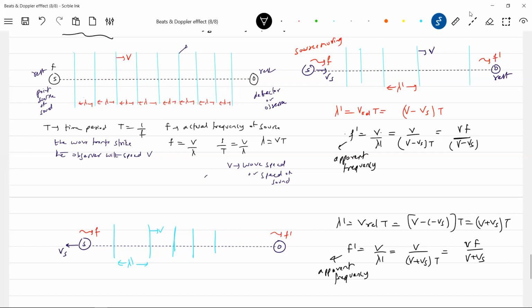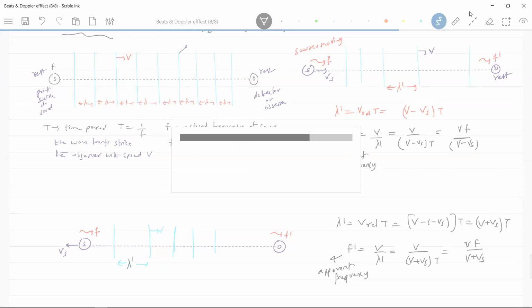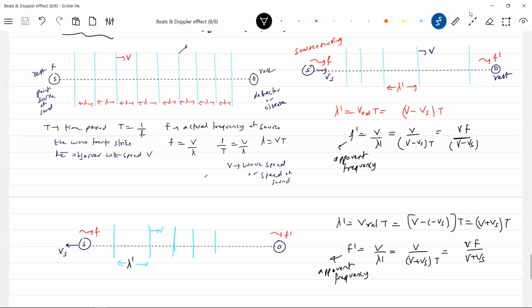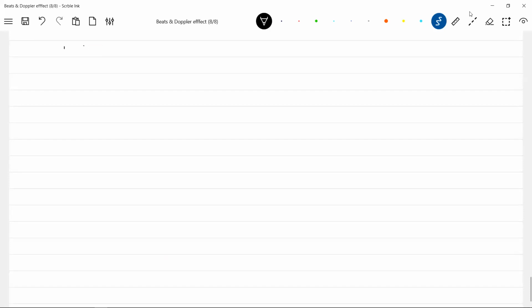When the source is at rest, the wavelength is not going to change. Later I'll stress it in detail. If the source and observer both are moving, then sir, how do you manage things? Both source and observer are in motion. So this is the source.